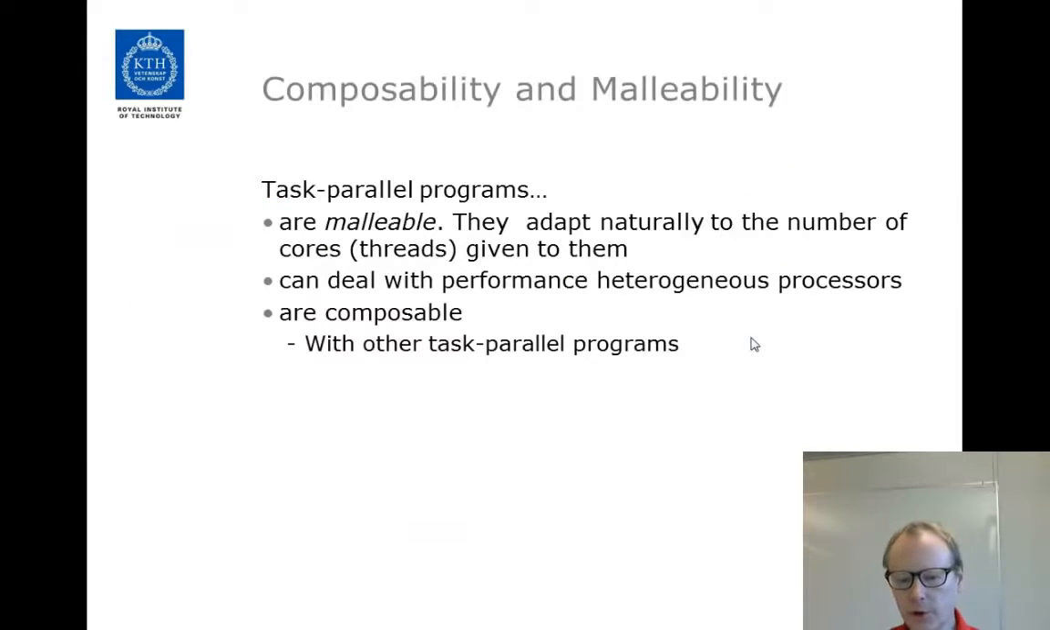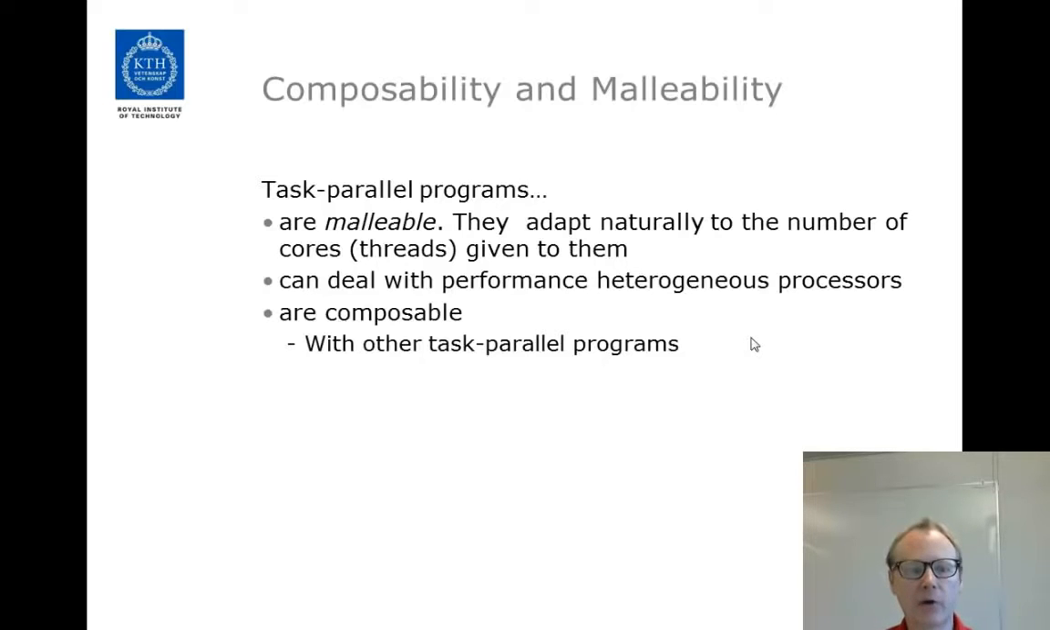So to conclude about tasks, task parallel programs are malleable. That's a very, very good property. They adapt naturally to the number of cores or threads given to them. They can deal with performance heterogeneous processors. They are composable with other task parallel programs. So all of these three properties are extremely good. Malleable means that no matter how many threads or cores you give to them, as long as you have parallel slack in the code, they can deal with it.